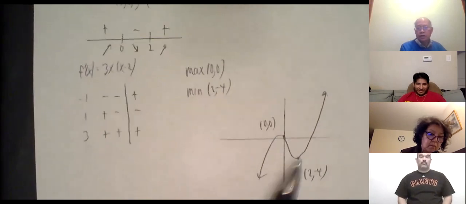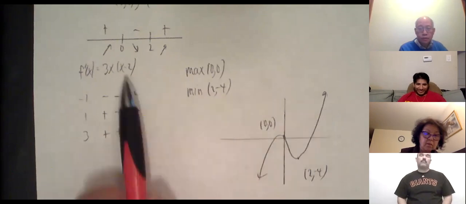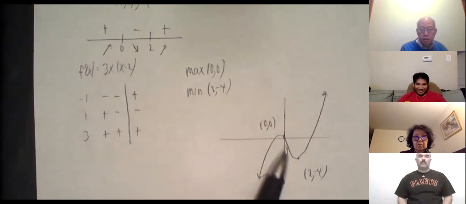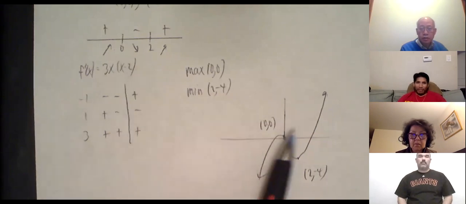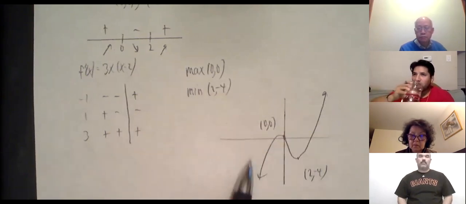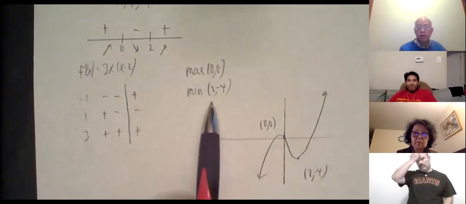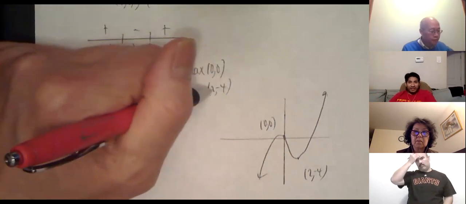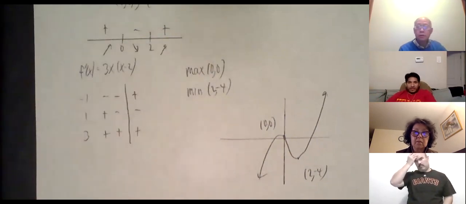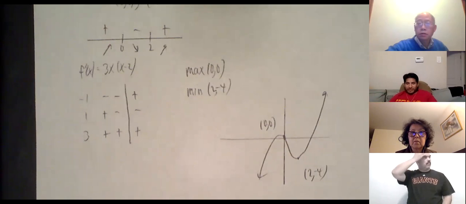You want to see a quick graph, up, down, up. Increasing until I reach 0, and then it starts to decrease, and it increases again. So this is a quickie graph of what it looks like. So I have a maximum at 0, 0, a minimum at 2, negative 4. And that's the way it works.